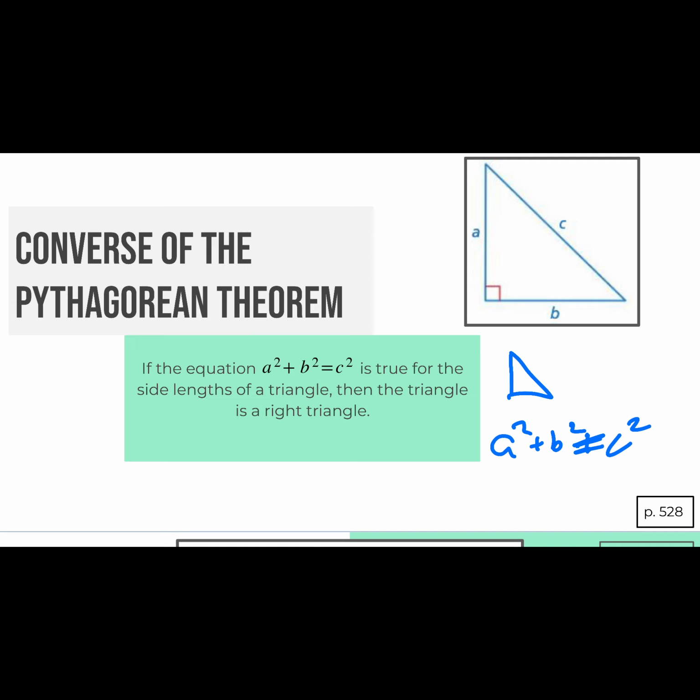Now with the converse, we are going in the other order. So we're saying if a squared plus b squared equals c squared, if they give us some triangle where a squared plus b squared equals c squared, then we know for sure that it is a right triangle. Do you see how we're switching the order of things? They're giving us some triangle, and they're going to say, hey, is this a right triangle? And we need to use the Pythagorean theorem to show whether or not it is true. That is our converse.